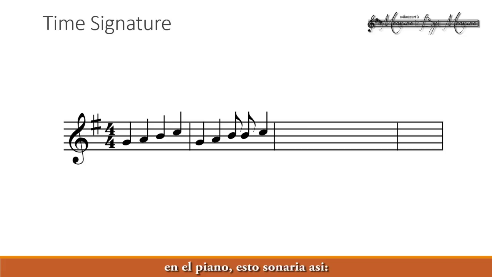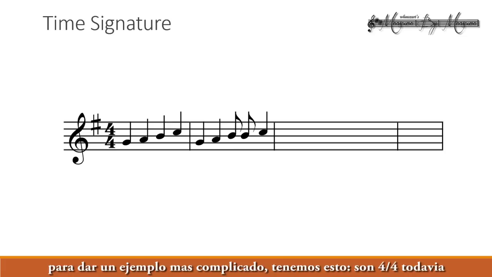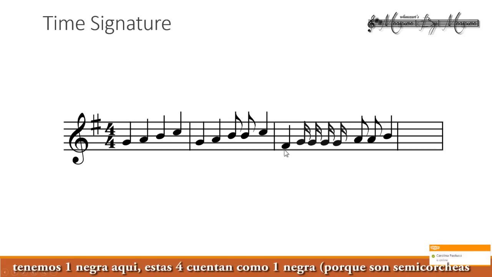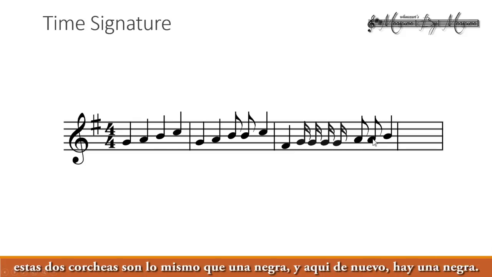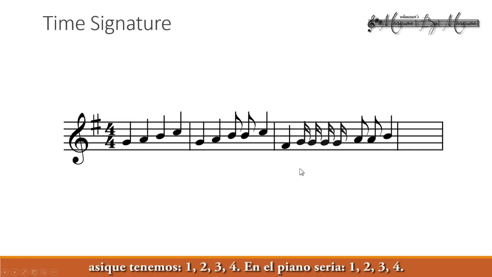So on the piano, this would sound like this. 1, 2, 3, 4. Okay? It's still 4 beats. An even more complicated example would be this. It's still 4 fourths. We got 1/4 here. These 4 count as 1/4 because these are 16th notes. These 2 8th notes are the same as 1/4, and then here we have again 1/4. So it's 1, 2, 3, 4. On the piano, it will be 1, 2, 3, 4.